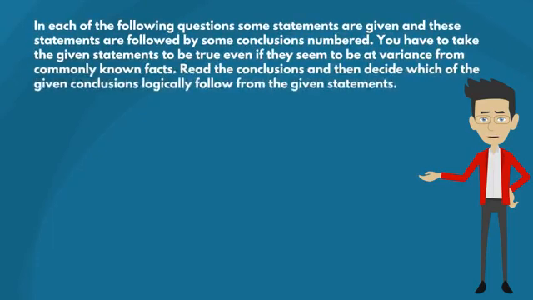In each of the following questions, some statements are given and these statements are followed by some conclusions numbered. You have to take the given statements to be true even if they seem to be at variance from commonly known facts. Read the conclusions and then decide which one of the given conclusions logically follow from the given statements.